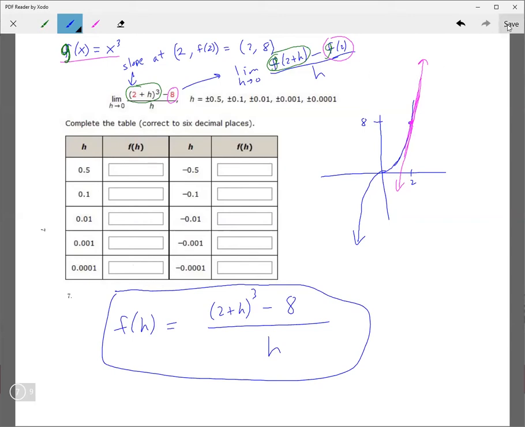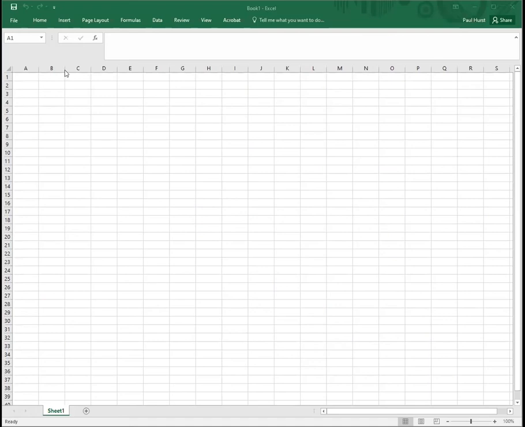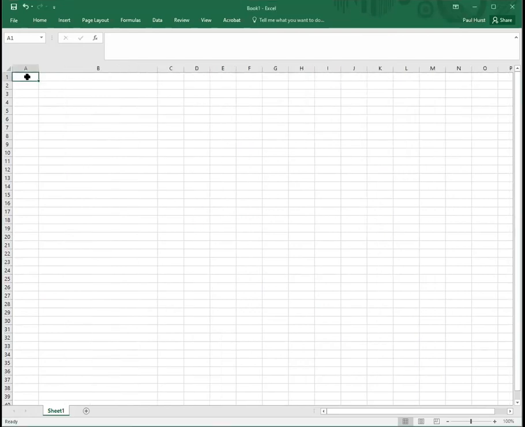So let's, I'll cut out right here, go over to Excel. So I have a blank worksheet, okay? And I'm going to make some room. So now this is going to be my h right here, and this next column will be my f of h. And the values that we have was 0.5, 0.1, 0.01, 0.001, 0.0001, and then we had negative 0.5, negative 0.1, negative 0.01, negative 0.001, and negative 0.0001.